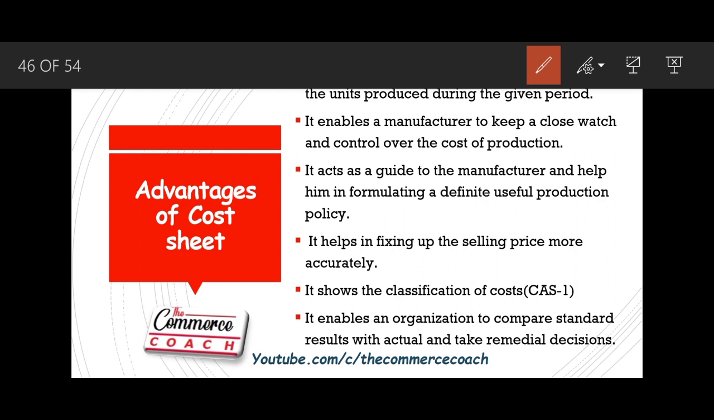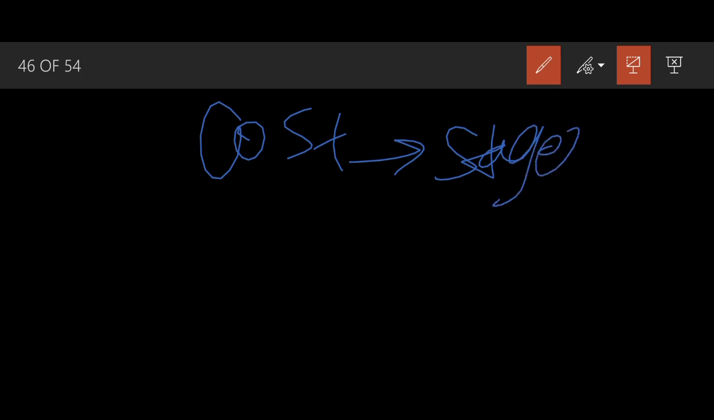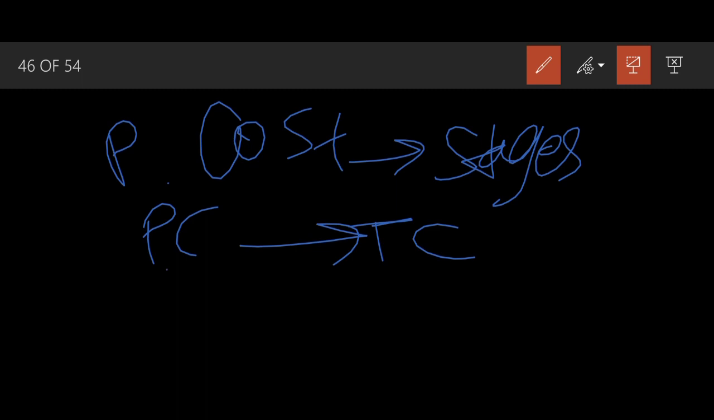Now, it enables a manufacturer to keep a close watch and control over the cost of production. Basically we will be seeing the cost in different stages. The whole cost from prime cost to total cost will be known as the production cost. So production cost will have stages.